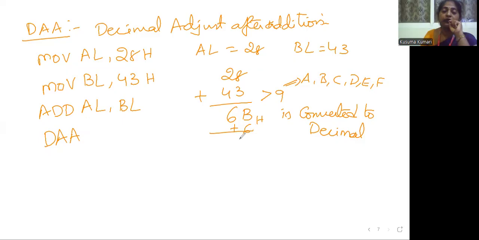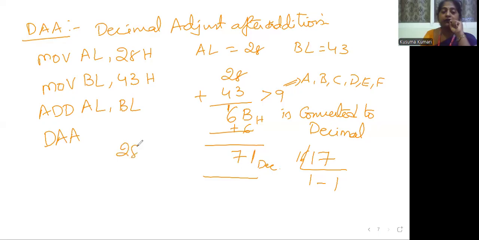So B plus 6. B means 11, so 11 plus 6, that means how much? 17. And 17 in hexadecimal is 11. So this 1 stays here and the other 1 carries over to the next position, and 6 plus 1 is 7. So now 71 is the decimal number.